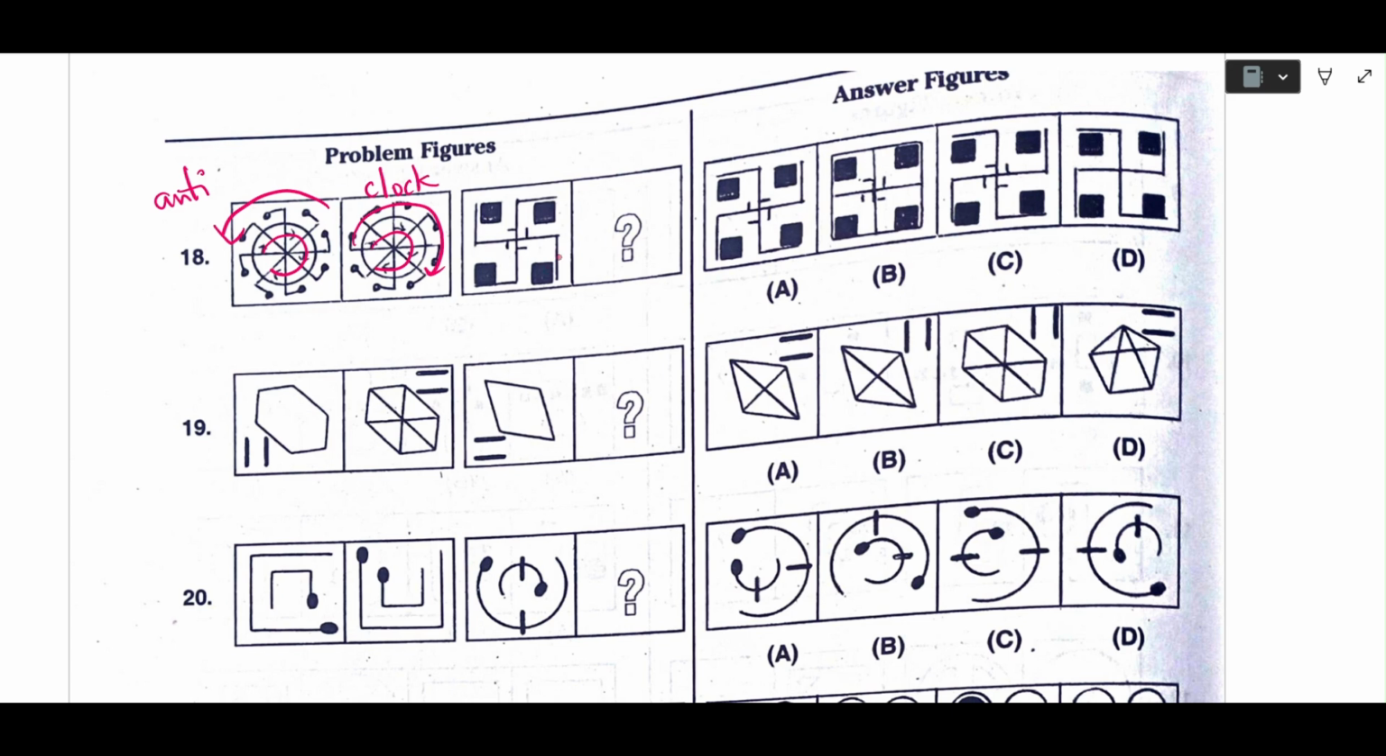And here these squares are moving in which direction? That is the clockwise direction. So what should be the next figure? That should be the anti-clockwise direction, right? So let's see the answer figures. Here in B, this whole square got filled up. So that should not be there. So B is eliminated, and it should be anti-clockwise, like this. So which figure is making that? Let's see.